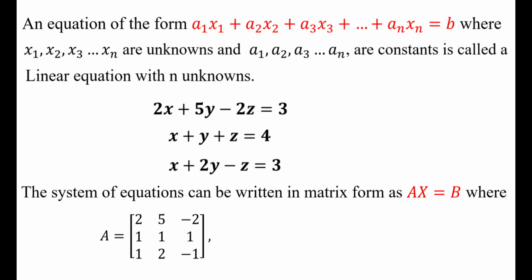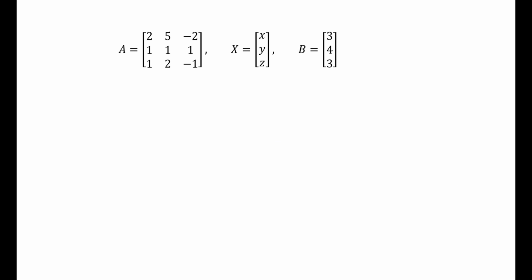In this system, we have three unknowns x, y, and z. These are represented together by matrix X. Similarly, the constants on the right hand side of the equations are represented by the matrix B. By combining the matrix A and the matrix B, we form the augmented matrix, which is written as follows.